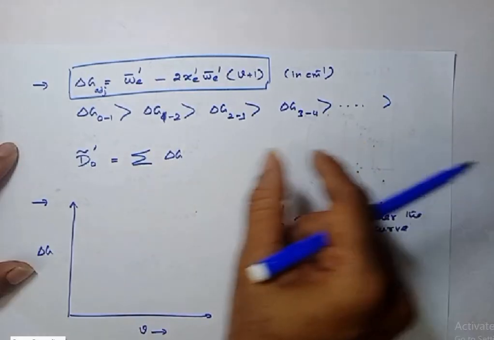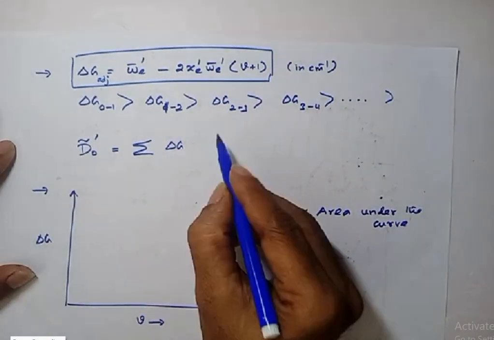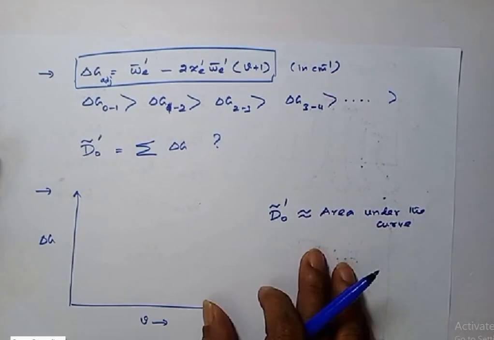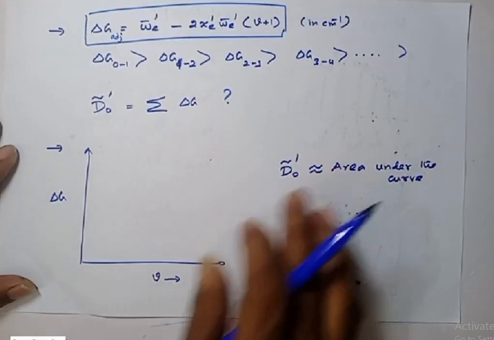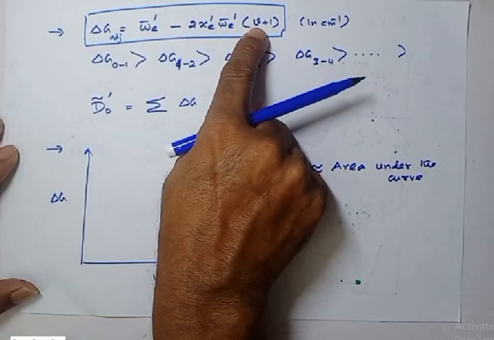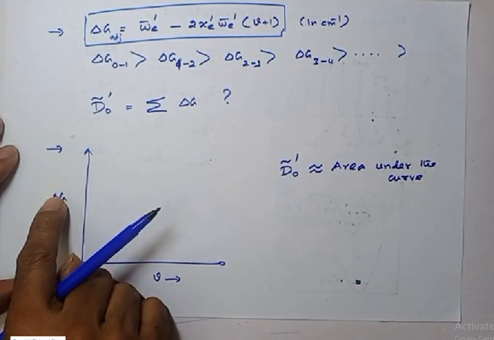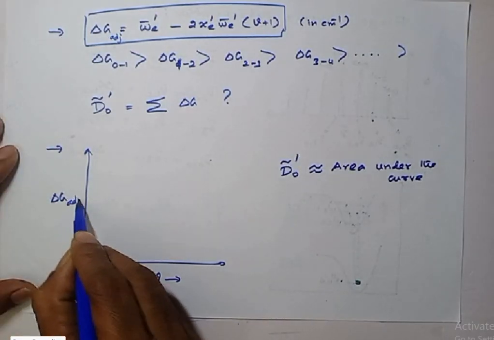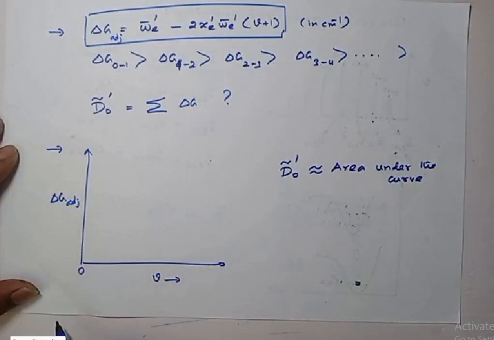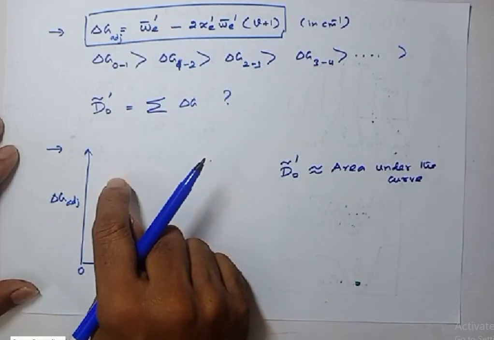If I add all the adjacent energy gaps, we can find D0 prime. But it is not that easy, because it is very difficult to obtain all the values. Then what to do? Listen, if I plot delta G, the adjacent energy gap between adjacent levels, versus the vibrational quantum number V, if I put V equal to 0, I'll get some value.